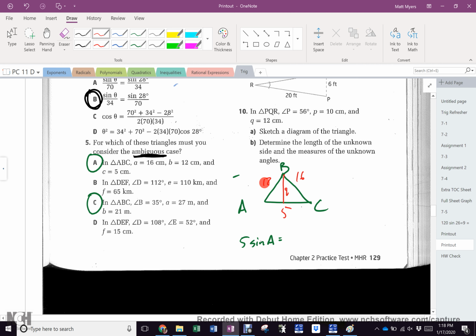16 is still longer than 12, yeah? So it's got to go way out here. It can't be this one. So it cannot be A. A can only be the big triangle.